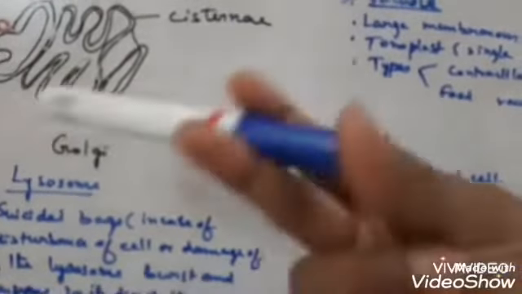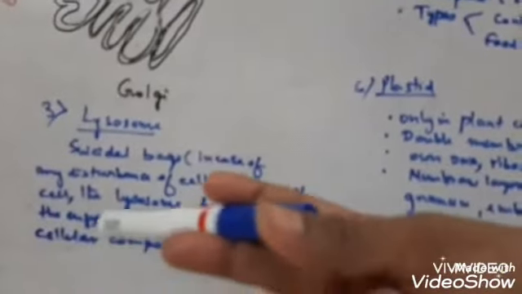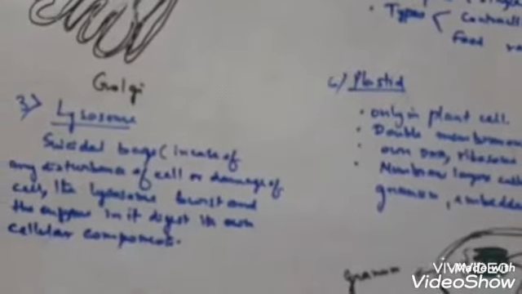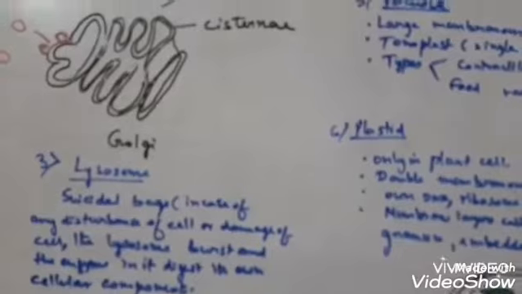They are called demolition squadron because they demolish themselves, or they are called suicidal bags because they commit suicide, meaning they burst themselves to release the enzymes present in them to digest the cellular components. So that's why they are called cellular scavengers.